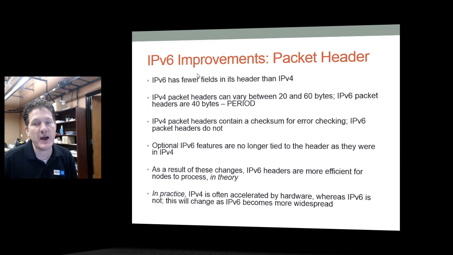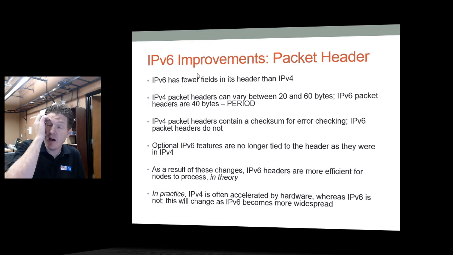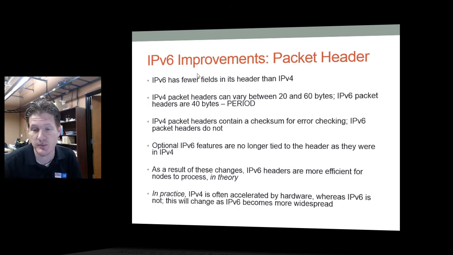IP version 4 packets contain a checksum, whereas IP version 6 does not. IP version 6 relies on other protocols completely to do that feature. Options in IP version 6 are no longer tied to the header. Whereas in IP version 4, you had all these optional header features that you had to have in there whether you used them or not, IP version 6 doesn't require that. So IP version 6 can be much more efficient, or appear to be much more efficient, simply because of header space and header room.